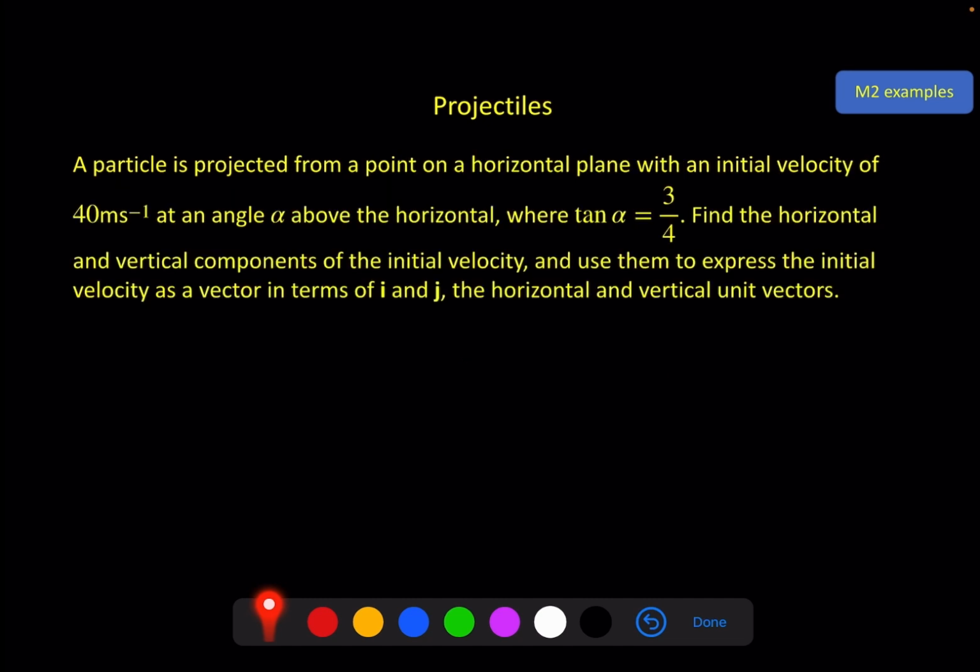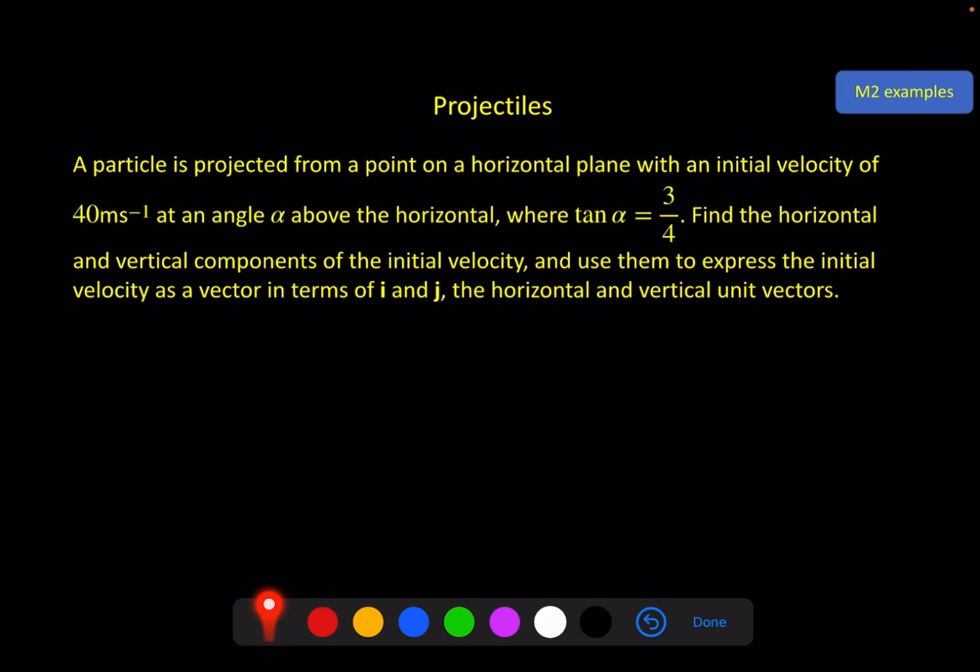Second example: a particle is projected from a point on a horizontal plane with an initial velocity of 40 meters a second at an angle alpha above the horizontal, where tan alpha is 3 over 4. So this example is telling you the angle, but it's not telling you the angle explicitly. It's telling you the angle by giving you one of the trig ratios. Now, of course, what you could do is just do the inverse tan of 3 over 4 and get the angle of 36.9 degrees to 1 decimal place.